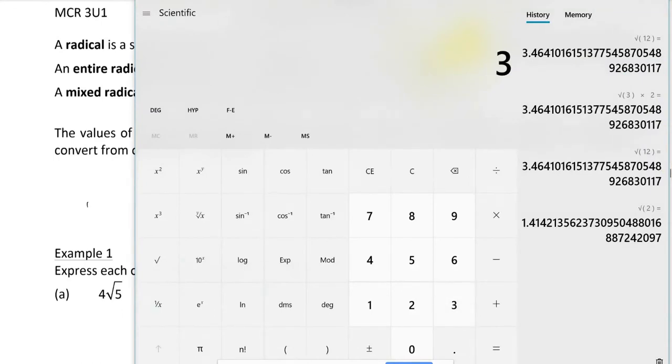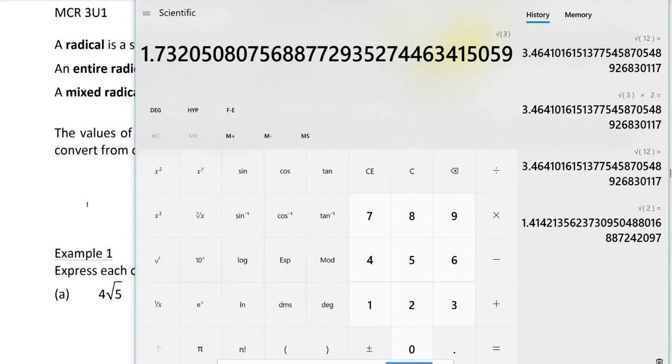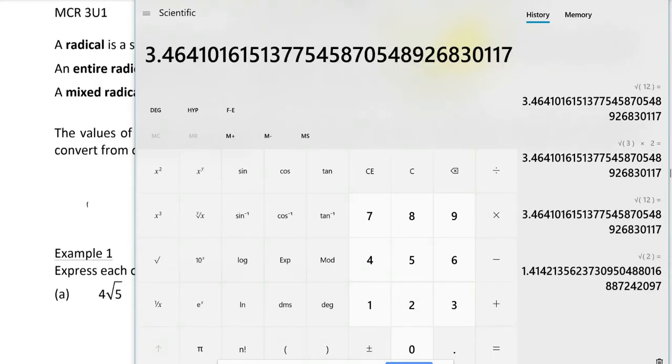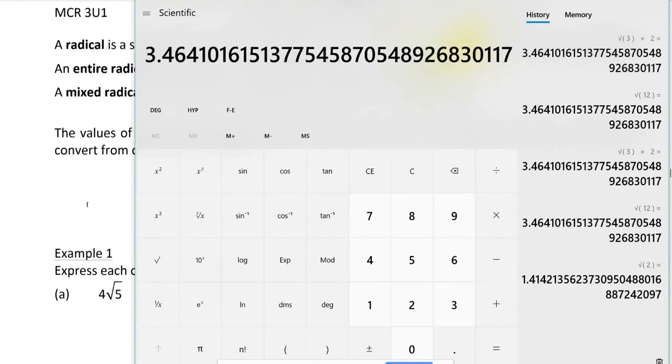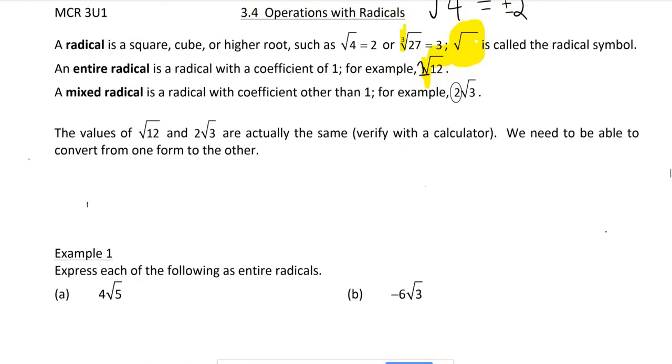We take 3 and square root that. Okay. And then we have to multiply that by 2. So the two values that we just evaluated using our calculator happen to be the same thing. I guess this calculator verification is, in a way, showing you that these two are actually the same thing. Now, we want to show you how you can go from one form to the other. How do you go from an entire radical and turn that into a mixed radical?